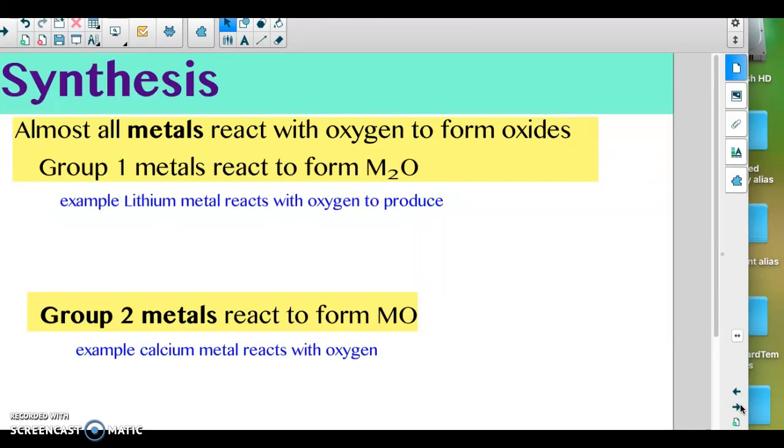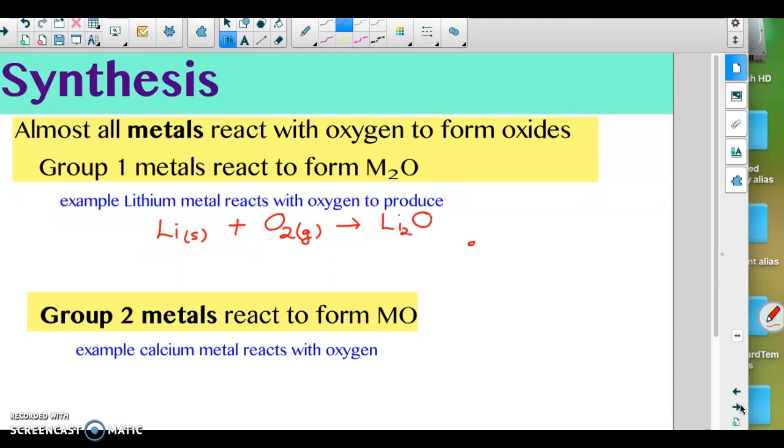Group 1 metals and group 2 metals will react with oxygen to form metal oxides. An example would be lithium metal, a solid, reacts with oxygen, and remember that oxygen is diatomic. And then it's going to produce the metal oxide. When I write the formula for this, I do need to balance charge. I need to remember that lithium is +1, oxygen is -2.